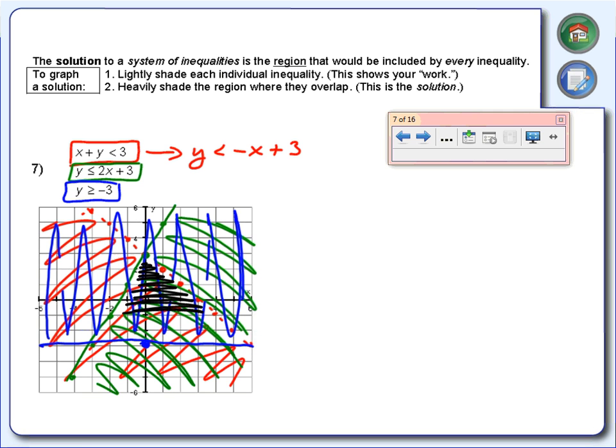This is where all three colors meet. So all of our solutions are going to be within this little triangle in the middle of our graph. Those are the ordered pairs that satisfy all three of these inequalities. That's why I said it's a little easier to see it if you use three different colors. You can still do it with the light, but it just makes things a little easier. All right, so on that one we have three inequalities.